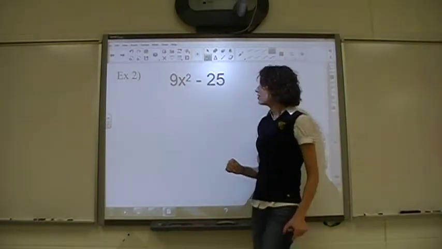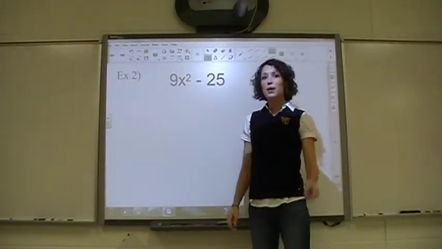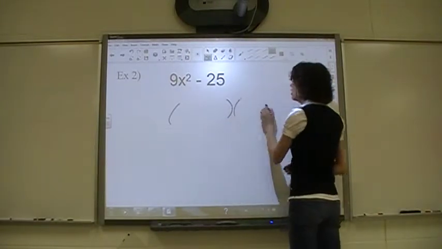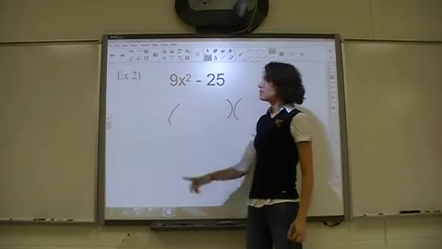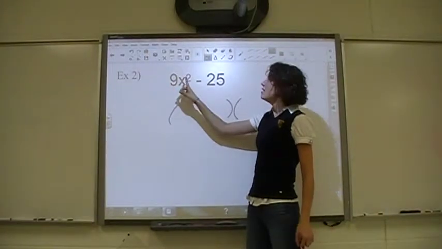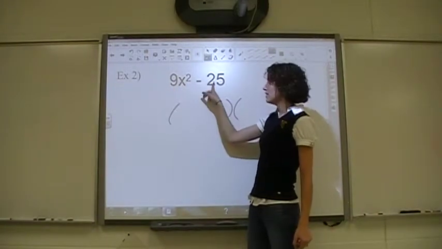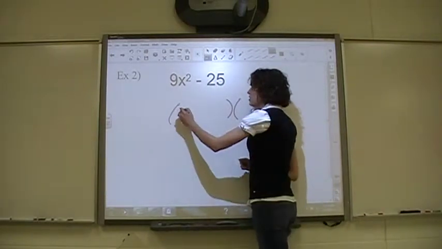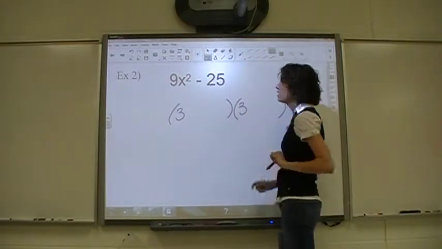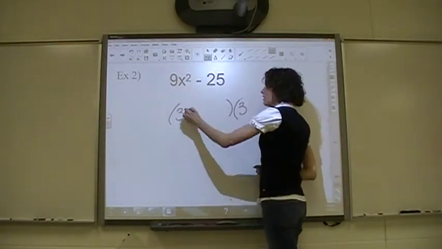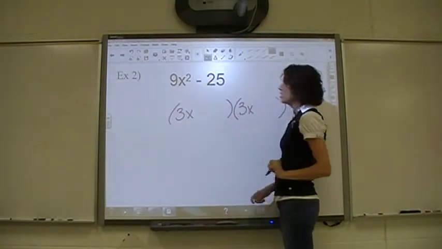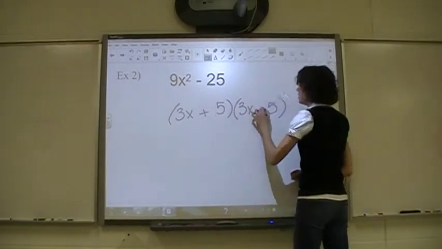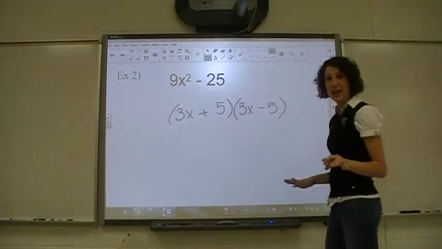Now you've got 9x squared minus 25. So we have a minus sign. Perfect. That's what we first need to look for. The next thing we need to make sure is that we have two perfect squares. 9 is a perfect square, x squared is a perfect square, and 25 is a perfect square. So the square root of 9 is 3. The square root of x squared is x and x. The square root of 25 is 5 and 5. Put a plus and a minus. You're done. That's all you have to do.